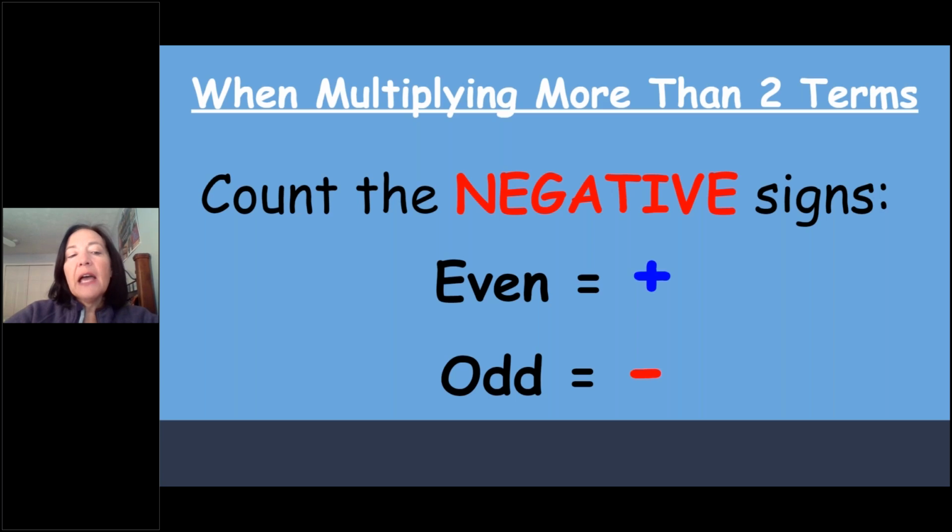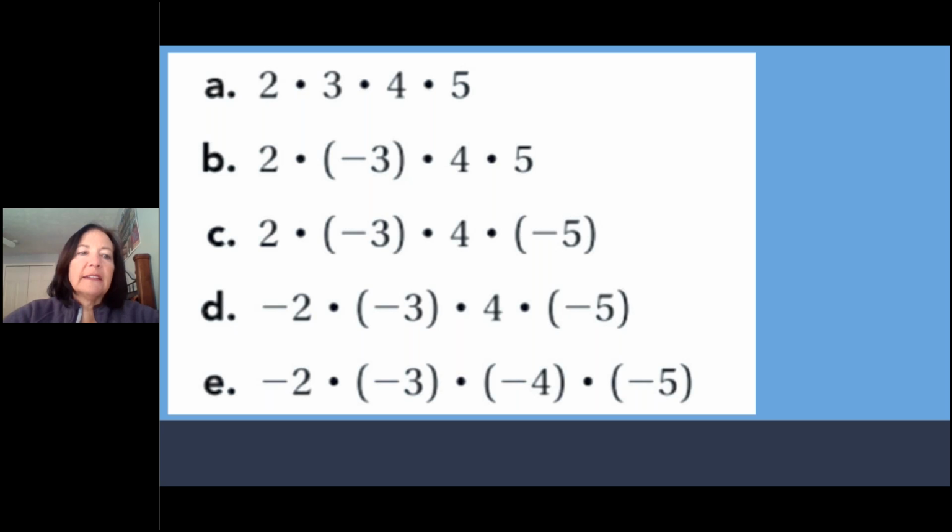Sometimes we have to multiply more than 2 numbers together. Remember, when we do this, we're going to count the negative signs in the problem. If we have an even number of negative signs, our answer has to be positive. If we have an odd number of negative signs, the answer has to be negative. Let's practice these again.